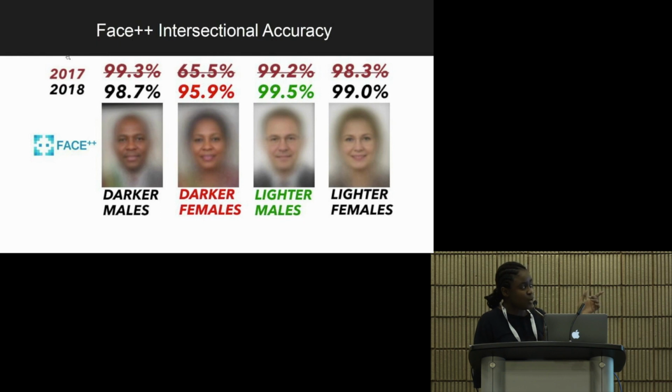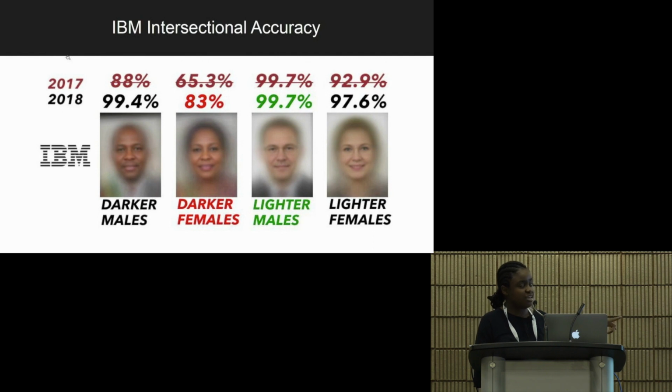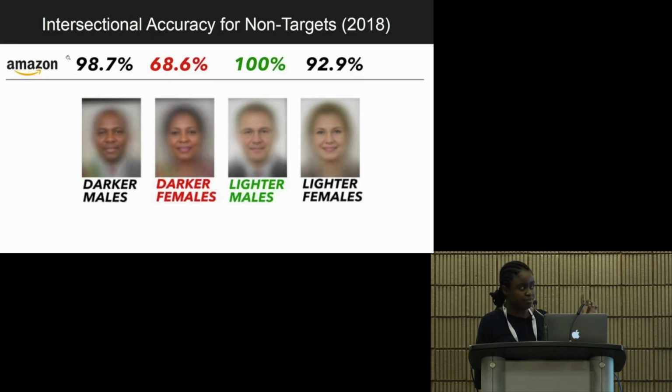We see that with the non-targets, however, that disparity still exists. So if they weren't explicitly named in the first study, even in August 2018, that performance disparity still persisted. We saw a similar thing with darker and lighter.